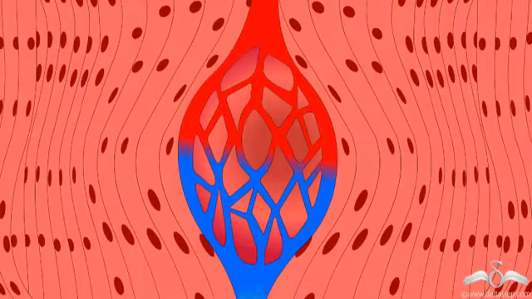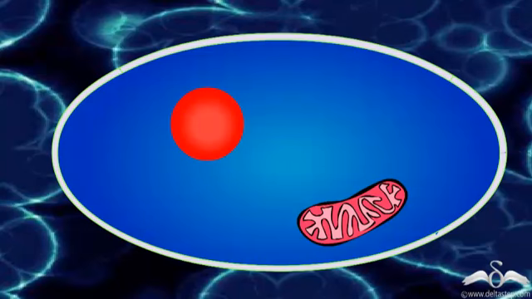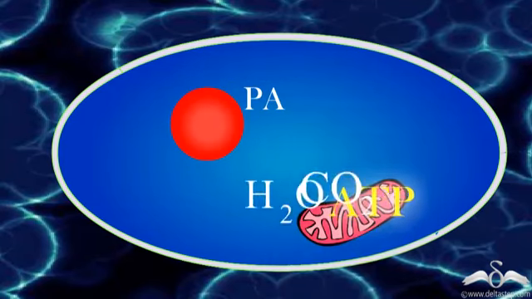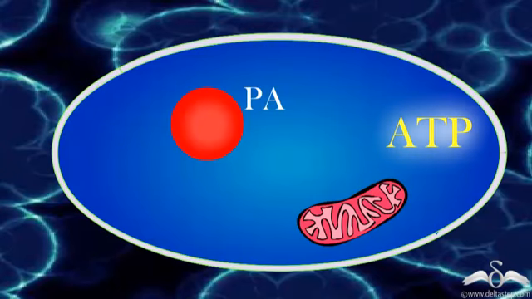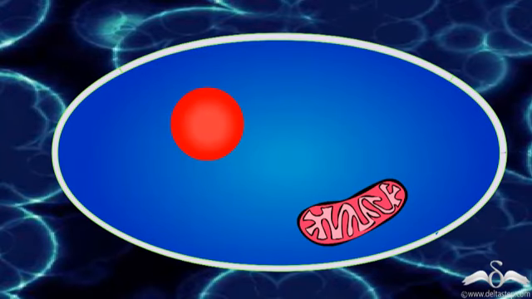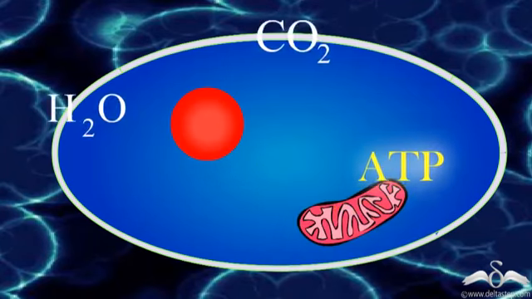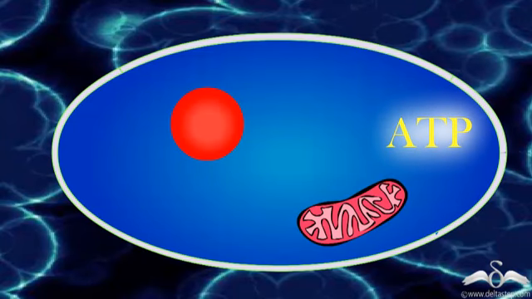So what is happening inside these body cells? Well, the oxygen that diffuses in from the blood vessels into these cells reacts with the pyruvic acid to form carbon dioxide, water and energy. And this process is known as cellular respiration because it is happening inside the body cells.